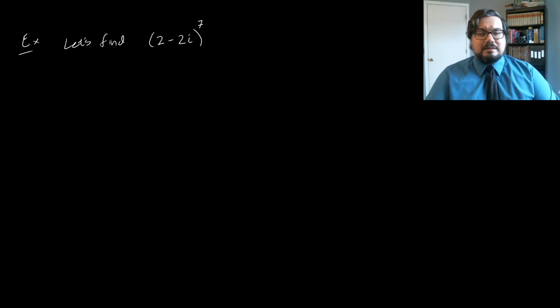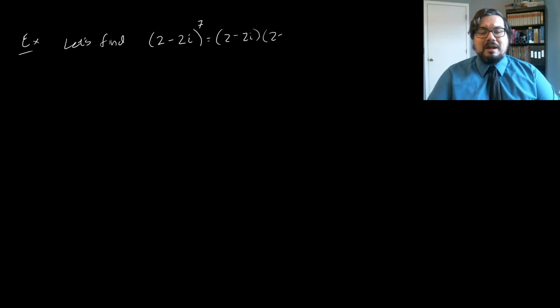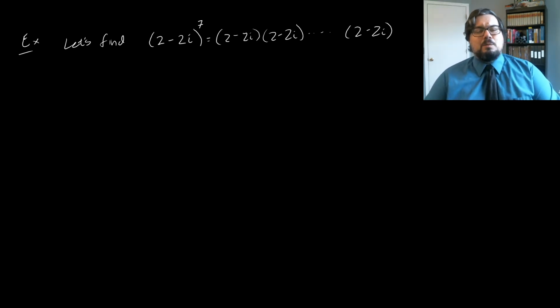So we've got this complex number raised to the 7th power. Of course, we could do this algebraically by multiplying 2 minus 2i times 2 minus 2i times 2 minus 2i out a whole bunch of times. However, we don't want to do this. First of all, actually working this out would be terribly tedious. It would take a very long time and a lot of arithmetic, and the potential for error is significant.